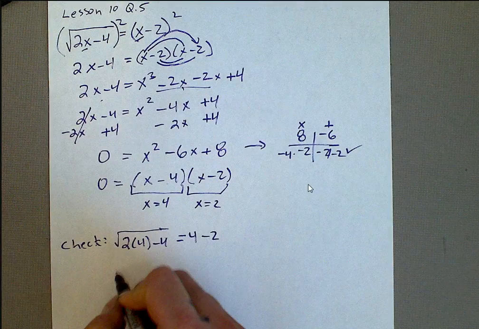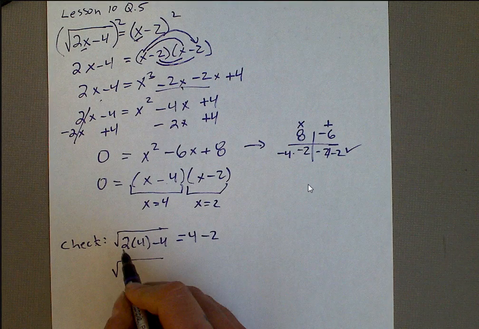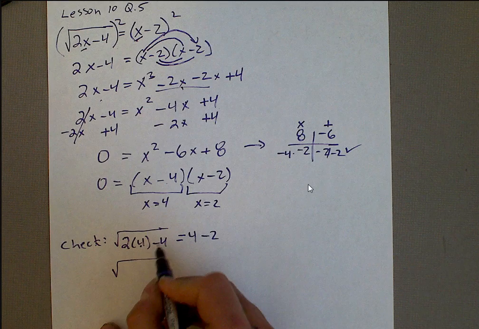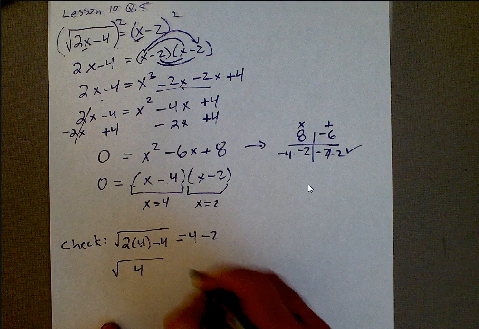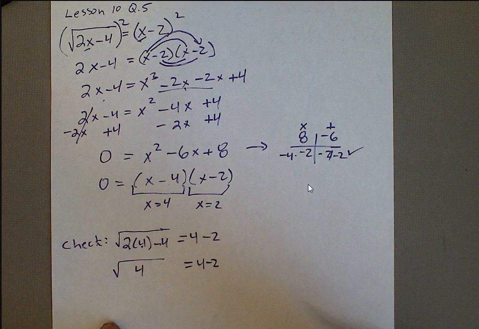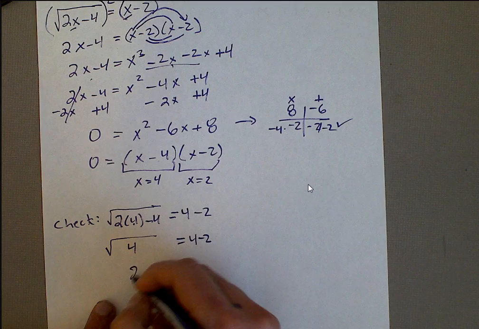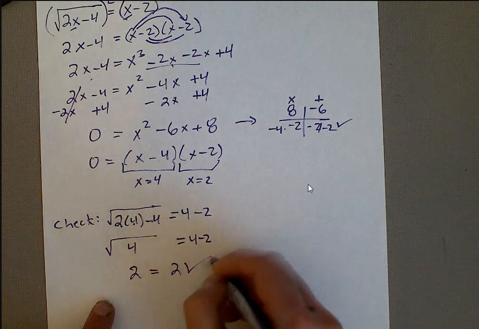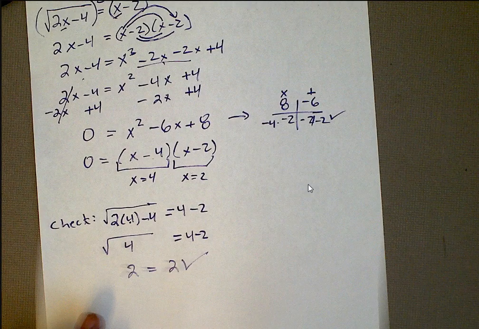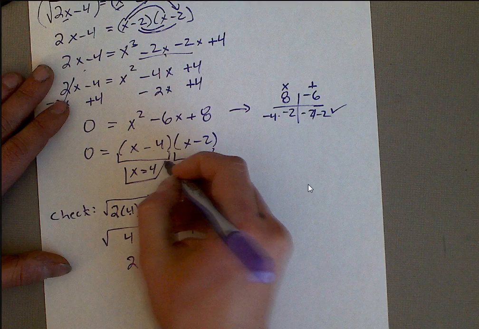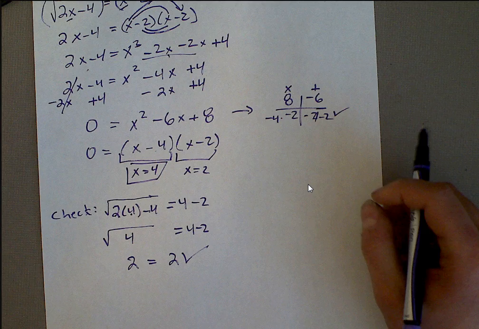So let's simplify it a little bit. The square root of 2 times 4, 8 minus 4 is 4, is equal to 4 minus 2. Square root of 4 is 2. 4 minus 2 is also 2. So that's true, which confirms that 4 is an answer that works.